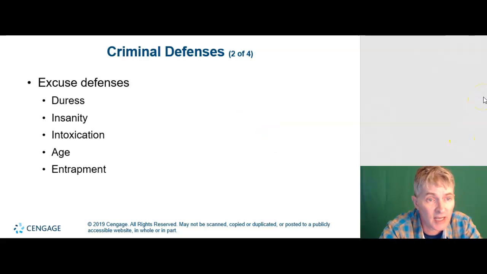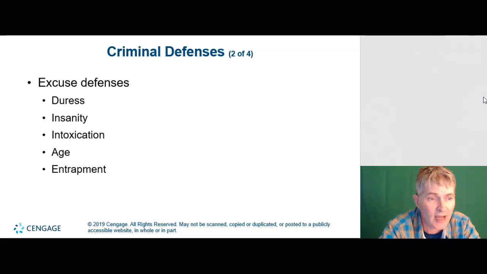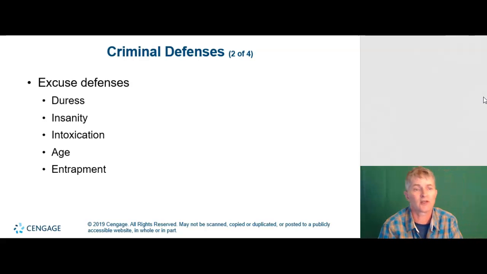Some circumstances: duress, insanity, intoxication, age, entrapment. Duress is where the defendant must show they have been forced into committing a crime in order to prevent death or serious harm to self or others. Insanity, a legal defense that maintains the defendant was incapable of forming criminal intent because he or she suffers from a defect of reason or a mental illness.